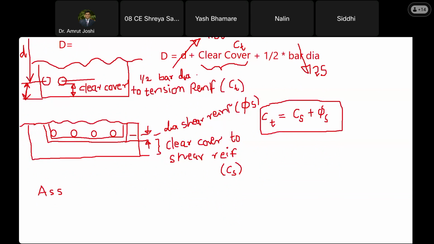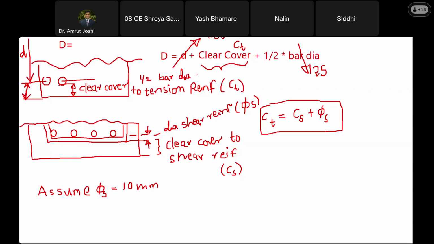So assume phi S, diameter of shear reinforcement, as 10 mm. Typically, if the beam has a very light loading, we will start with 8 mm. Otherwise, we will go ahead with 10 mm. In your examination, whatever assumption you make is okay at this preliminary level. Okay. Yes, sir. So we assume that phi S is 10 mm.